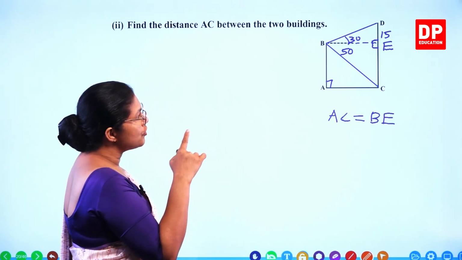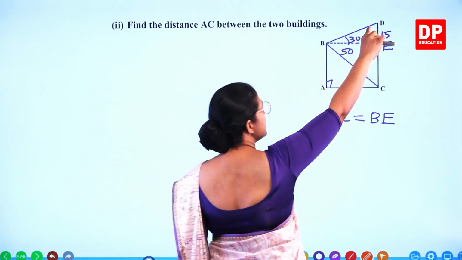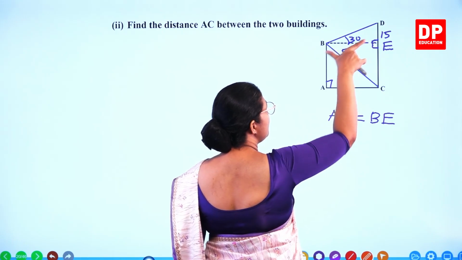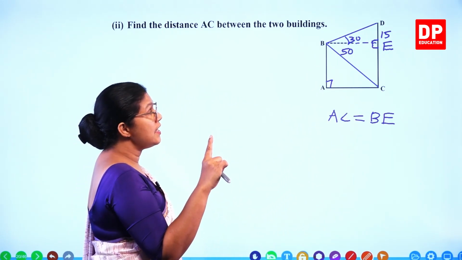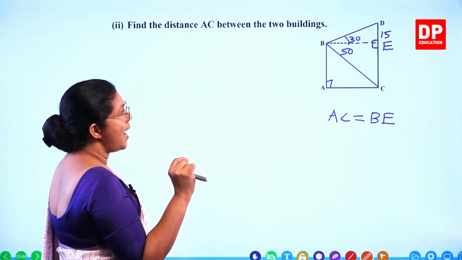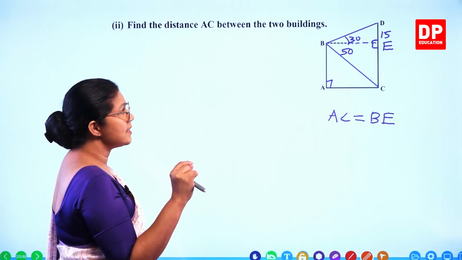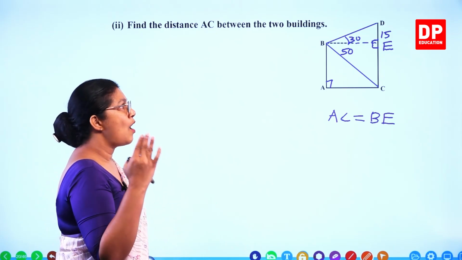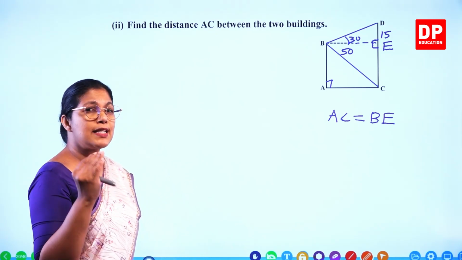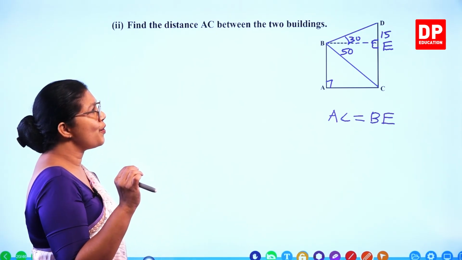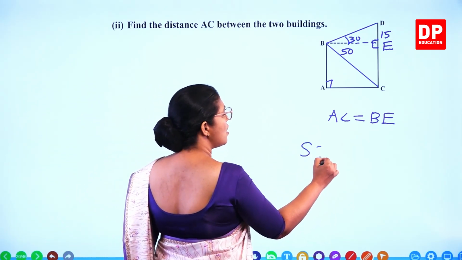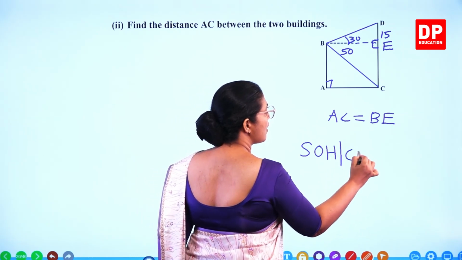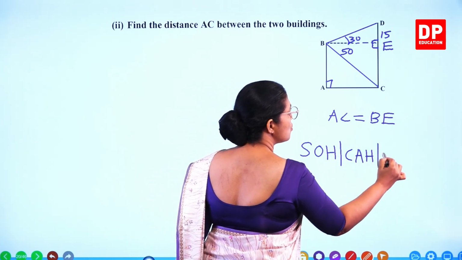Let's take the small triangle. 15 is there. You need to find out this length. Angle is there. To that angle, 15 is the opposite and BE is the adjacent. What's the relationship? Opposite and adjacent. What's the suitable trigonometry ratio? It's tan. So, SOHCAHTOA, can you remember SOHCAHTOA?